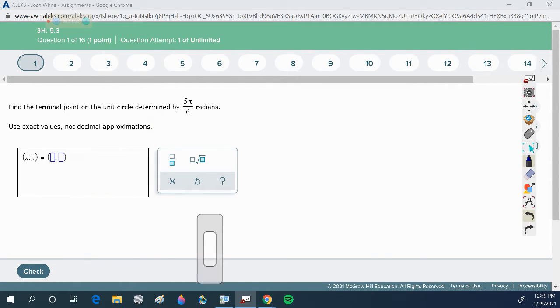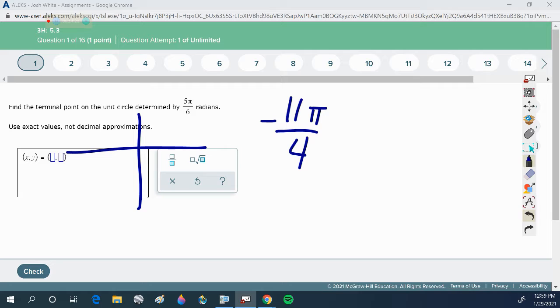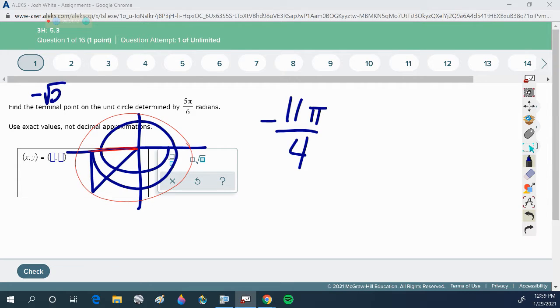Okay. What if we do negative 11 pi over 4? So let's count. 4, 8, 12. I didn't make it to 12, so I'm going to be right here. If that is my circle, what is this length there? Negative root 2 over 2. And what is this length here? Root 2 over 2.